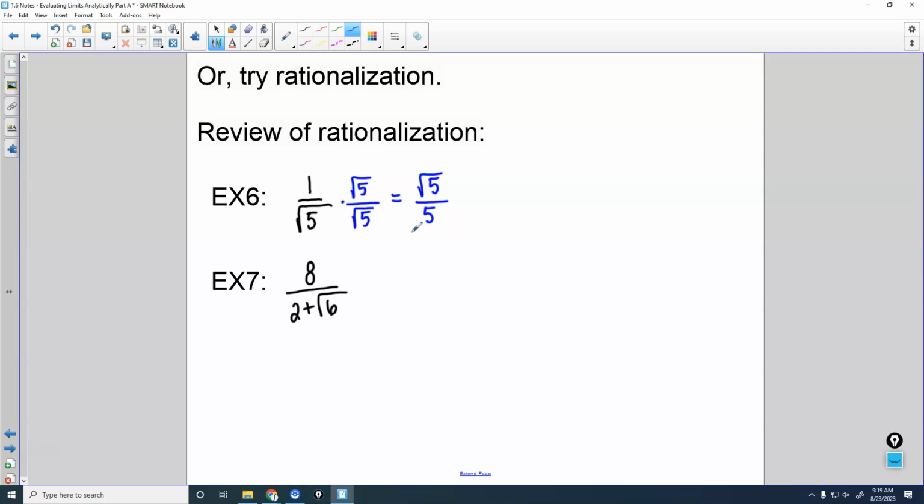All right. What do we do if we have this stuff? That's more complicated. Perfect. So we have to multiply by 2 minus the square root of 6. So it's not just multiplying by the root like we did in the simpler case. We got to multiply by what we call the conjugate. Let's write that down.